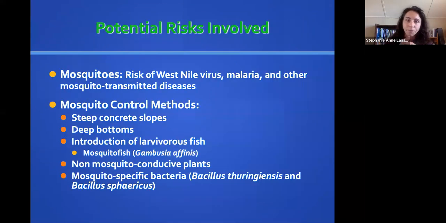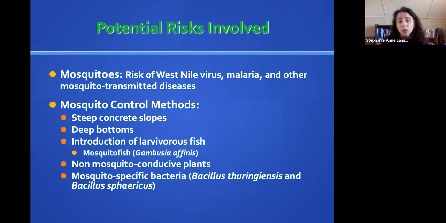Potential risks, again, with surface flow wetlands, we are worried about creating mosquito breeding grounds, risk of West Nile virus, malaria, and other diseases. But there are things you can do to try to help control mosquitoes. You can build it with steep concrete slopes with deeper bottoms. And you can also put in mosquito fish, Gambusia, that can eat some of the larvae.